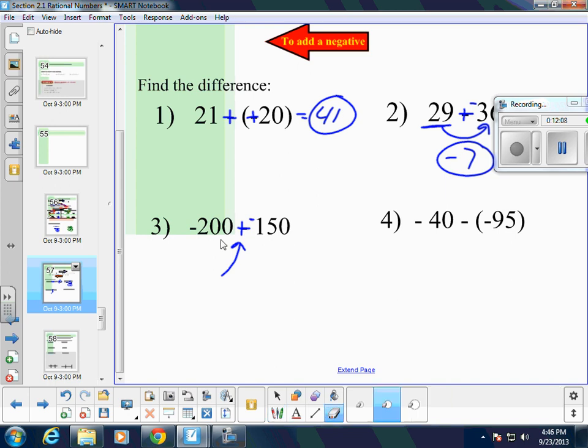So again, if I just make the two quick moves, it really just is like chop dash. That's what I end up doing. So negative 200 plus negative 150, I end up with negative 350.